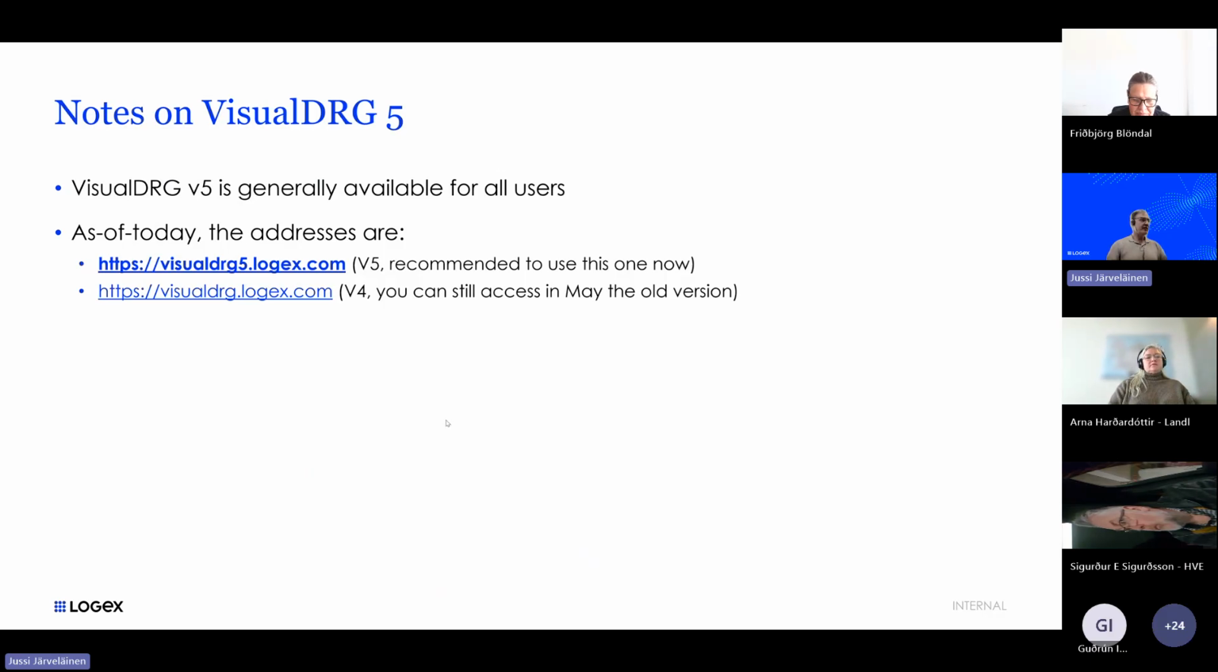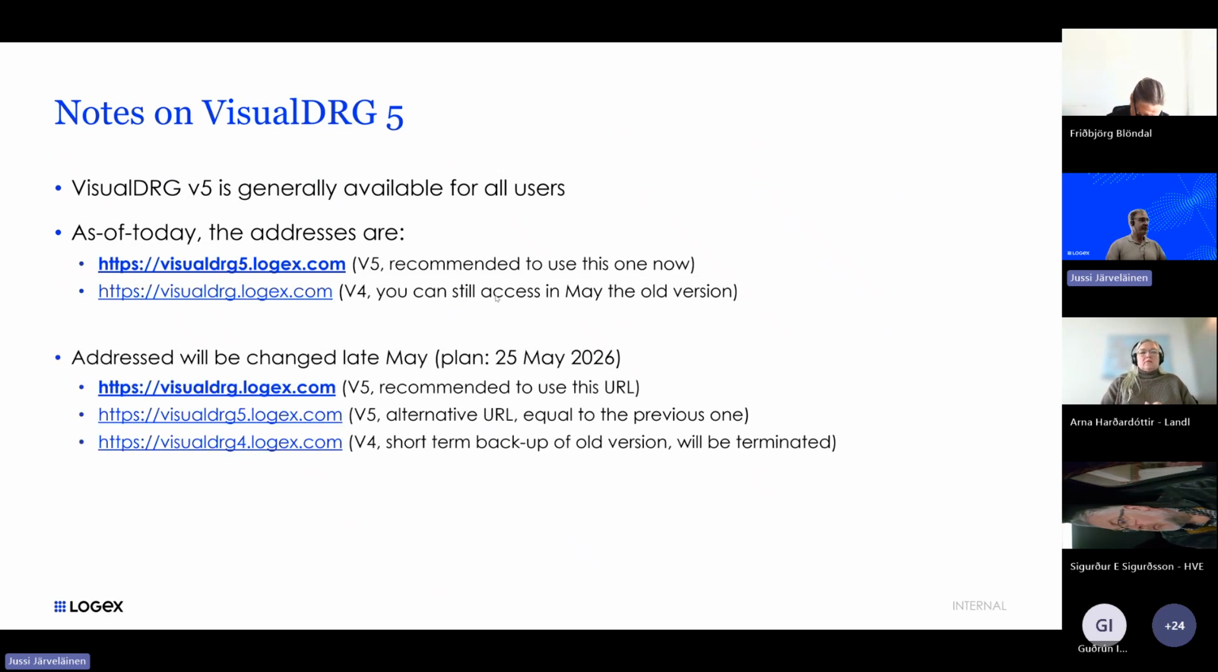And as of today, the addresses of the services are visualdrg5.logex.com, which is the new version, and we recommend using it now. And visualdrg.logex.com is still the old version that you can still access until at least the end of May.